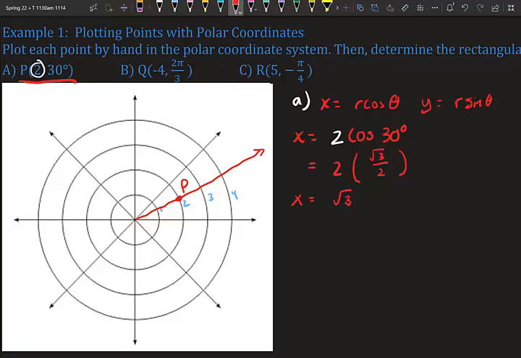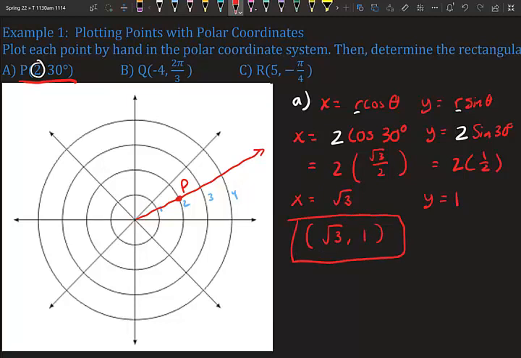Now our y coordinate, we find it using the same method except with sine. So we have our r, which is 2, sine theta, which is 30 degrees. So we have 2 times sine 30. Sine 30 on the unit circle is perfectly 1/2. So when we simplify, we get 1. That means our rectangular coordinate point is (square root of 3, 1).